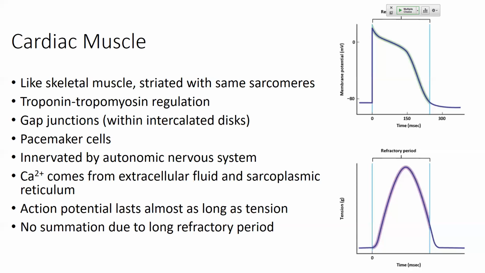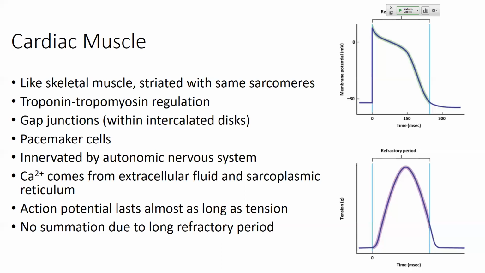It's innervated by the autonomic nervous system, right? So there's dual innervation here. Both the sympathetic division and the parasympathetic division have influence on the heart rate, on contractility, and other features that we'll look at. So the autonomic nervous system is the innervation here.